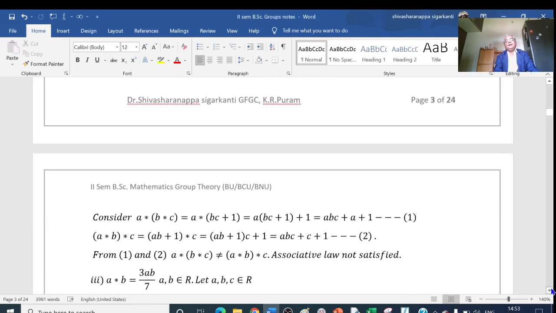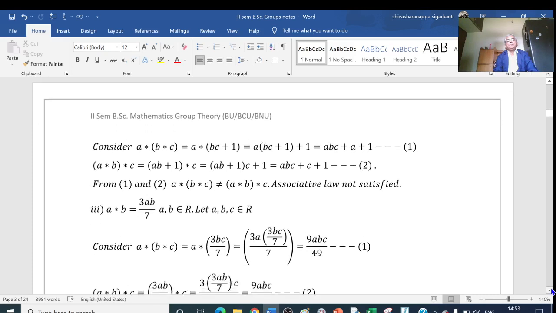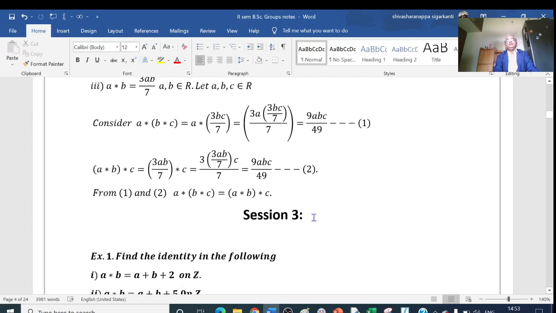Next example. Okay, associative law holds. I will stop here. So in this session we have discussed closure property and associative property. Thank you.